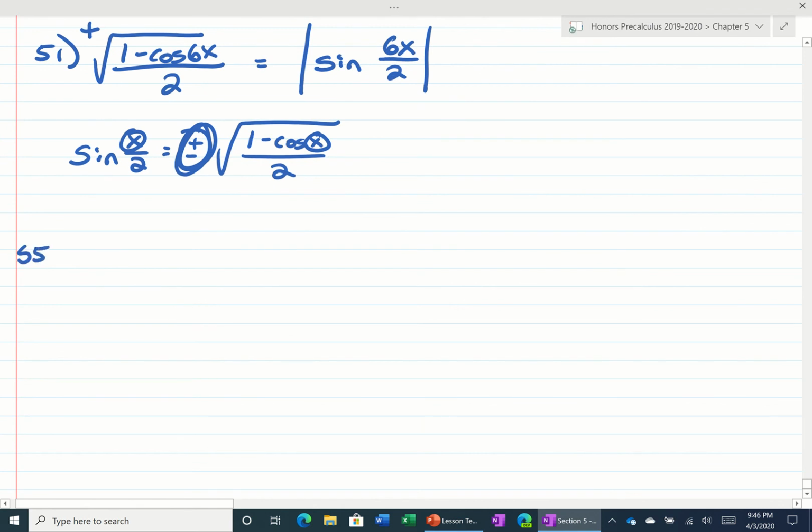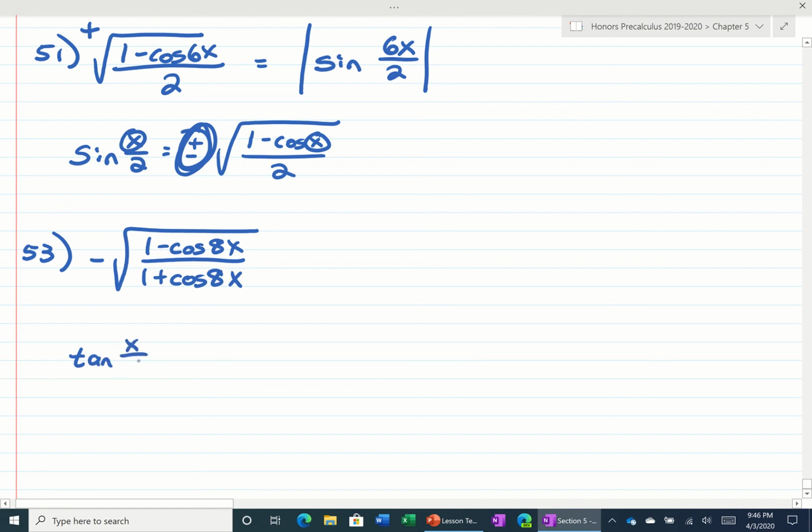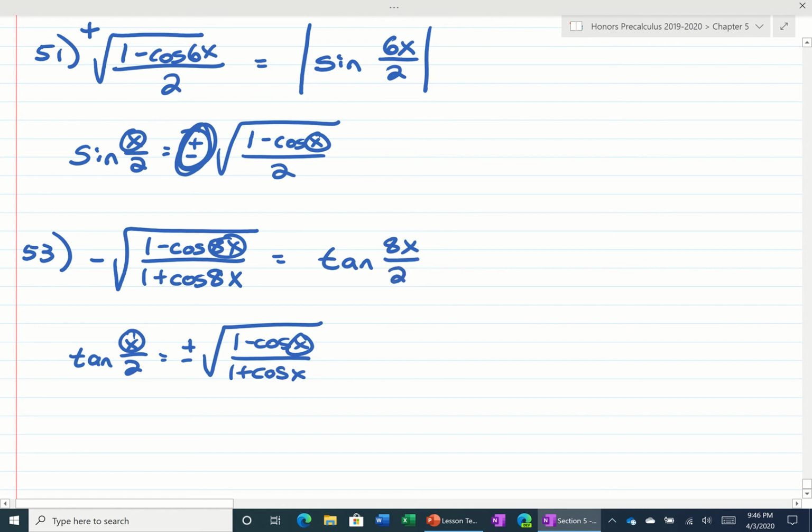Number 53. All right, number 53 is a good looking problem. It's the negative square root of 1 minus the cosine of 8x over 1 plus the cosine of 8x. And this looks a lot like the tangent formula of x over 2. The formula says plus or minus the square root of 1 minus the cosine of x over 1 plus the cosine of x, except x is being replaced with 8x. So we're going to write this as the tangent of 8x over 2. But because this is negative and the tangent formula kicks off a positive or a negative, we force it to be positive and then we put a negative in front of it. You take a positive answer from here and you put a negative in front, giving you a definite negative answer. Let's simplify it a little bit more. 8x divided by 2 would be the tangent of 4x.